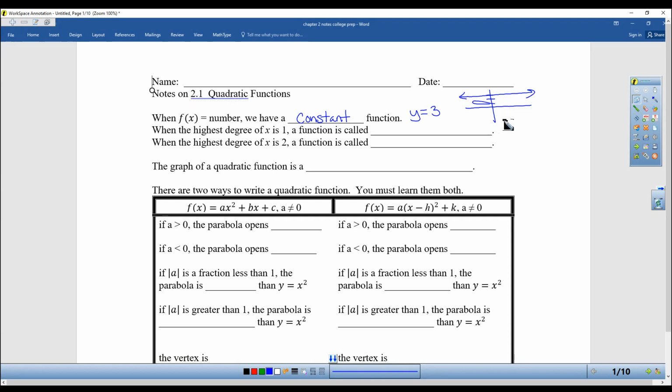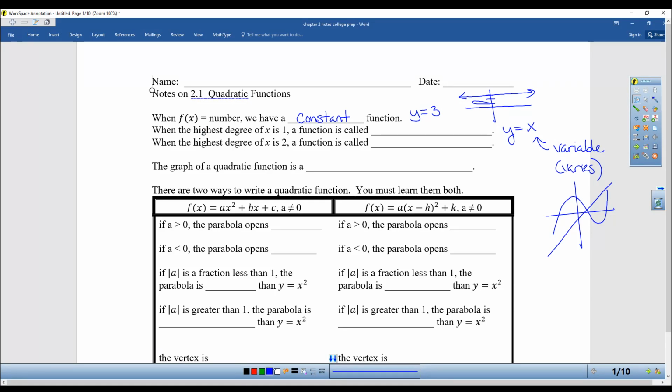Whereas as soon as something has an x in it, now it has a variable. And the reason it got that name, again, if you never thought about it before, is because it varies. It changes over the course of an equation, whether it be a curve or a line, the line varies, whereas a constant function stays constantly at a number. So f of x is equal to a number is a constant function.